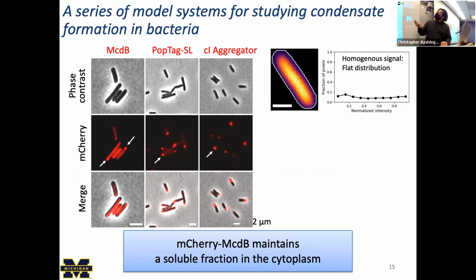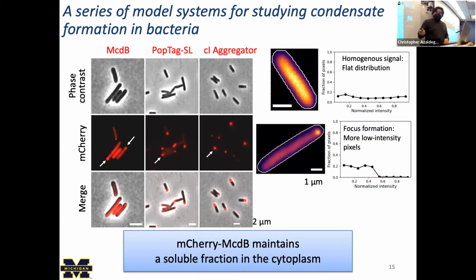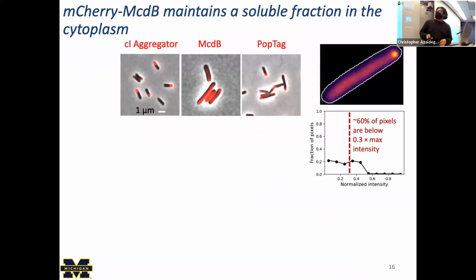For a homogeneous system, where we haven't gotten this spontaneous demixing and cluster formation, you see we have quite a flat distribution, so all the pixels are broadly distributed. But as soon as we start forming a cluster, you get more of the low intensity pixels, so we get an increase here on the left side of the curve. These are both McdB examples, and what we're demonstrating here is that McdB maintains a soluble fraction in the cytoplasm.